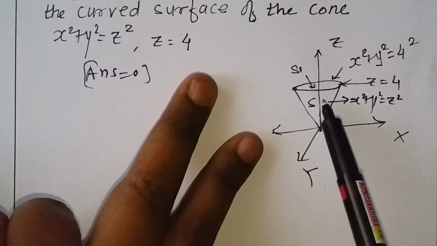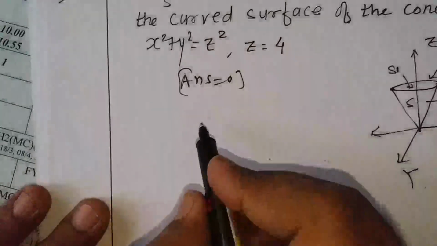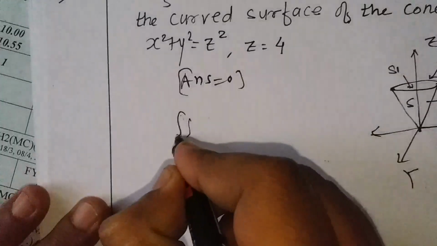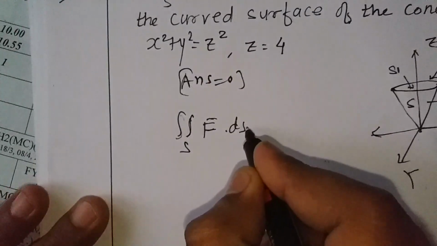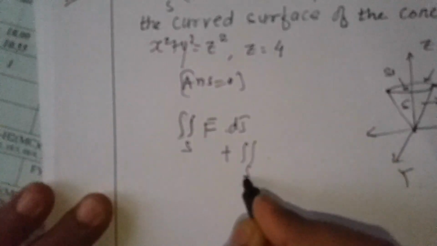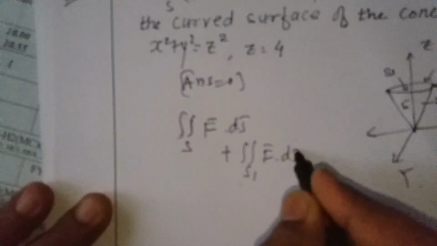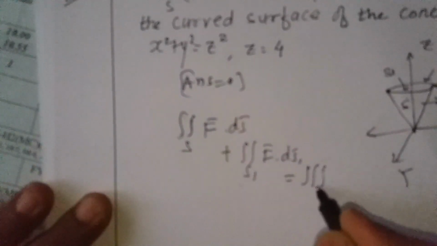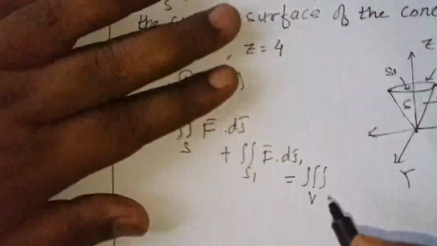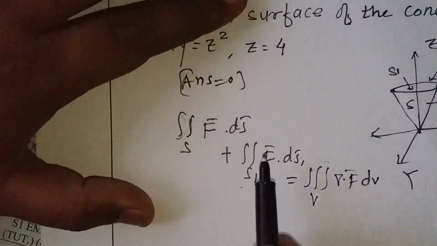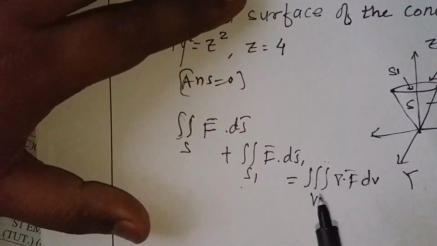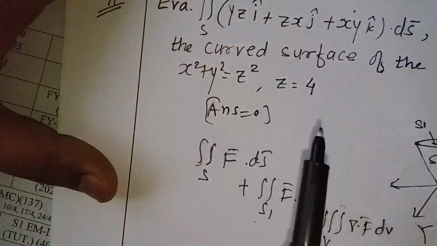So the left hand side of the divergence theorem will be one integral over S, which we have to calculate, plus one over S1, and the right hand side will be over the volume V, the divergence of f bar dv. You calculate this and you will get your answer, and that answer is 0.